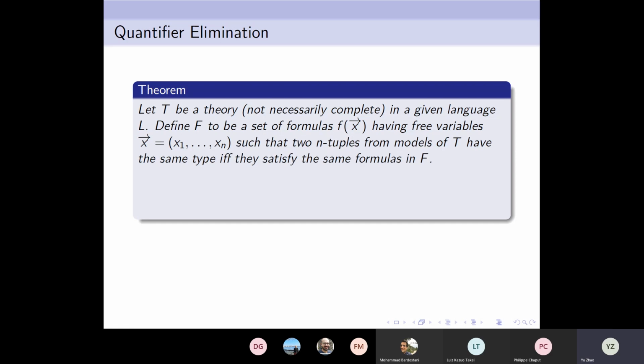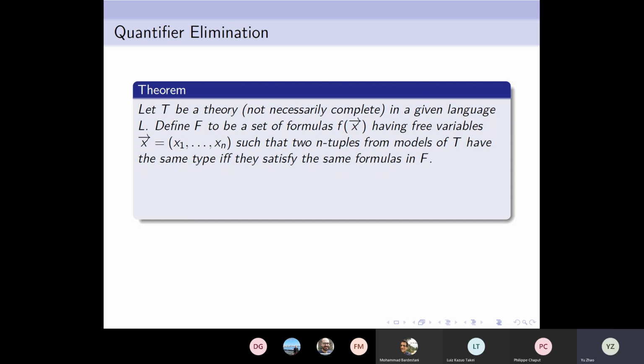Such that for any two n-tuples, n greater than 0, from models of T, they have the same type, which means they satisfy the same formulas, if and only if they satisfy the same formulas in F. So that means if they satisfy the same formulas in the smaller subset, then they satisfy the same formulas for any formula. So the two tuples that are good in the small set of formulas are good in the bigger set of formulas.